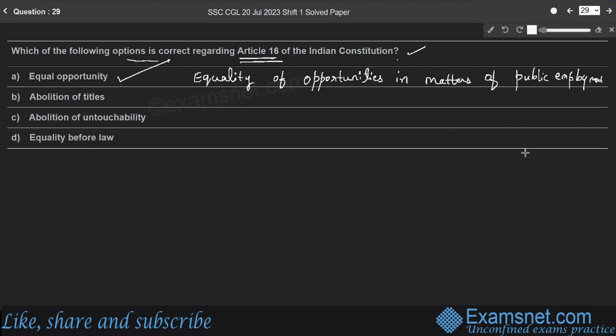Whereas the remaining options, abolition of titles comes under Article 18. Abolition of untouchability comes under Article 17. The remaining option, equality before law, comes under Article 14. So equality before law and equal protection of laws come under Article 14, right? For the given question, option A is the right answer.